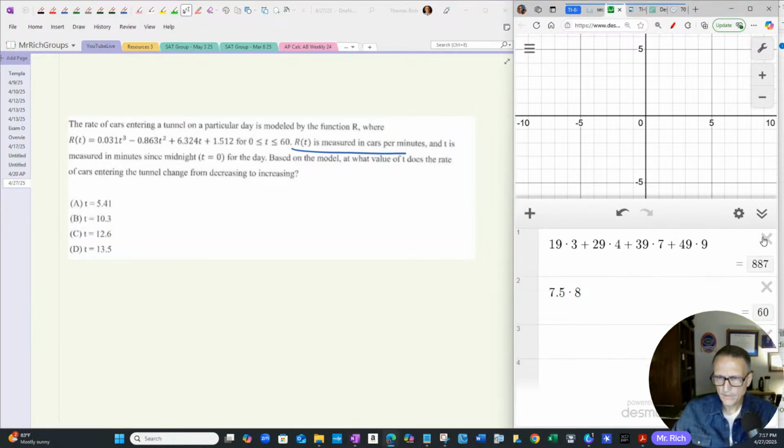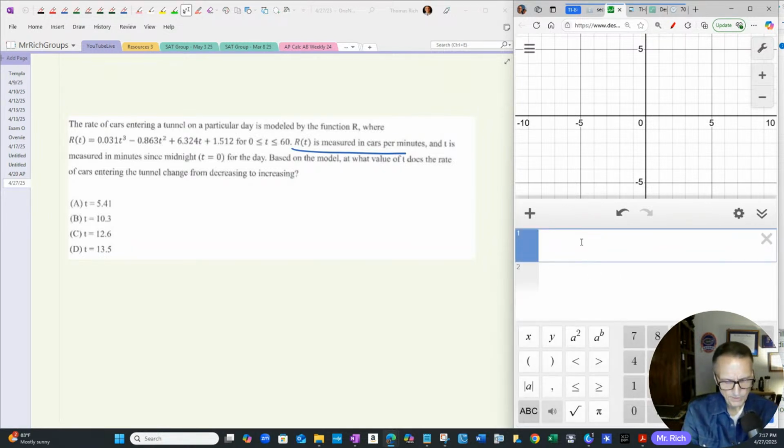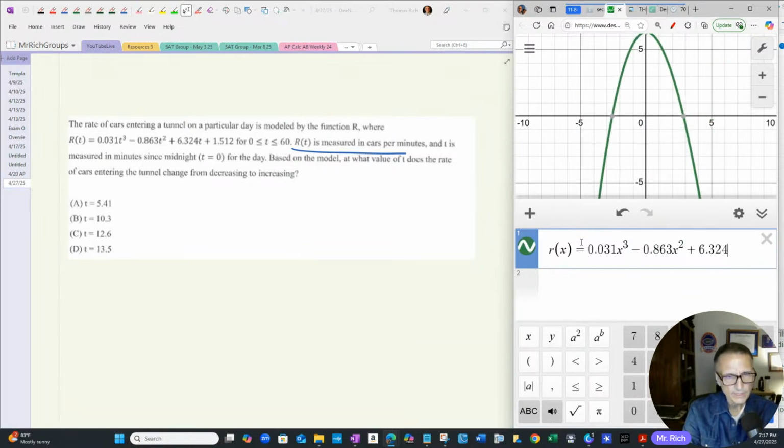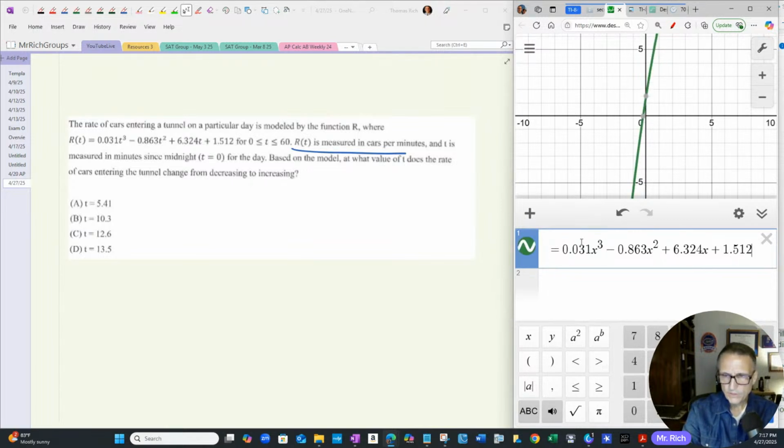We are going to do this in Desmos. I'm going to type r of x equals 0.031 x to the third. I'm always going to be using x as my independent variable on these problems. The only challenge here is making sure that you double and triple check that you are putting things in correctly into Desmos. 1.512. All right, so I think I've got the function in there: 0.31, negative 0.86, 6.324, 1.512.